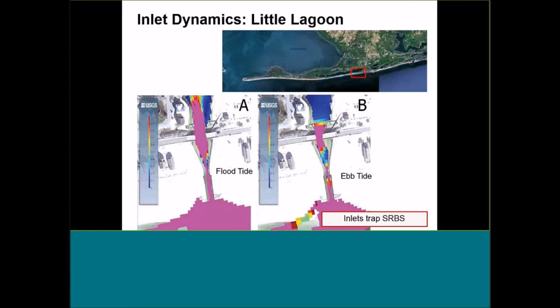But on ebb tide, there's flow asymmetry. Flow looks different on the ebb than on the flood, and you actually have a gap now where they're not mobilized. Well, if something can get in and it can't get out, you just made a trap. So inlets can serve as traps for SRBs, and we see this. We looked at several different inlets, and again, because of the way flow patterns tend to be flood to ebb, inlets make pretty efficient traps for SRBs.